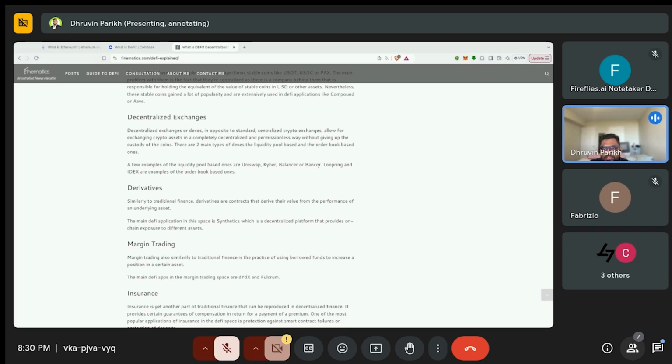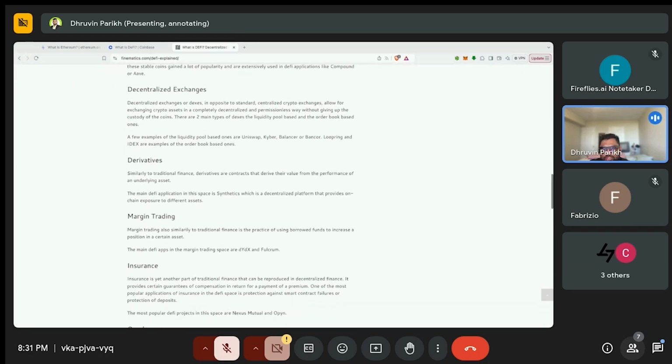Uniswap, Kyber, Balancer, Bancor, Loopring, which are the examples of order book based. Loopring and IDEX are order book based. When it comes to exchanges, if you are familiar with traditional finance, they are all order book based. But Uniswap, Kyber, Balancer, Bancor, they are all automated market makers based on constant product or constant sum. The office hours that we did on Uniswap V2, they are all based on constant product formula.